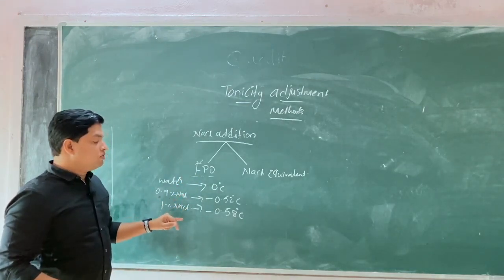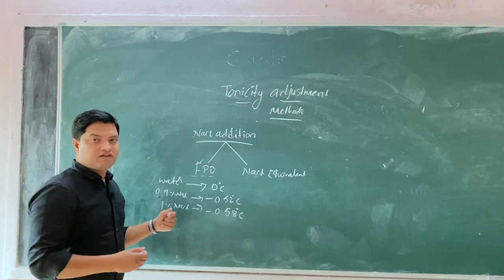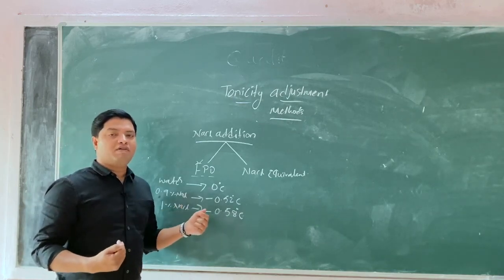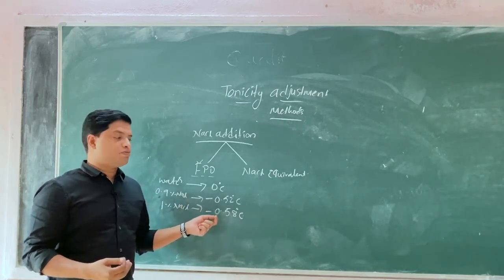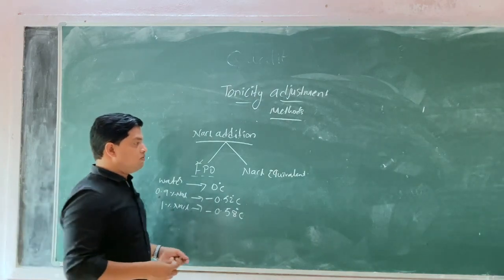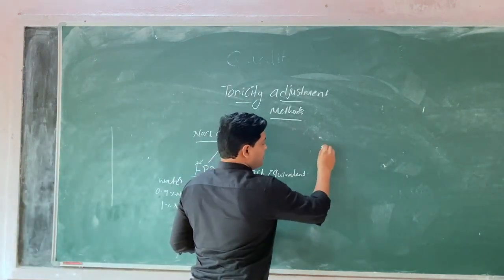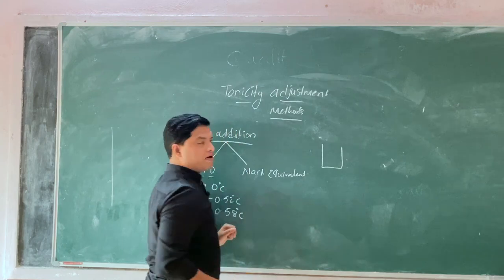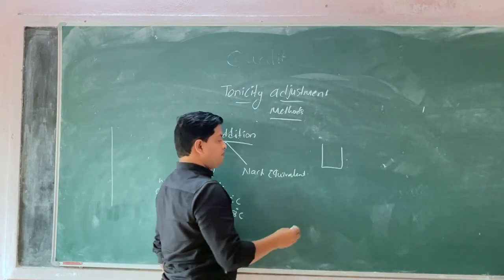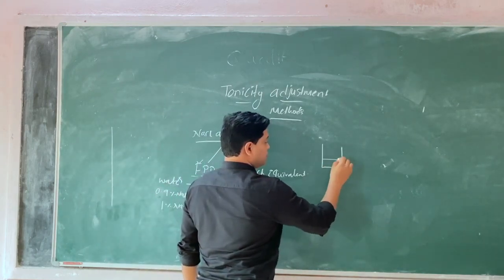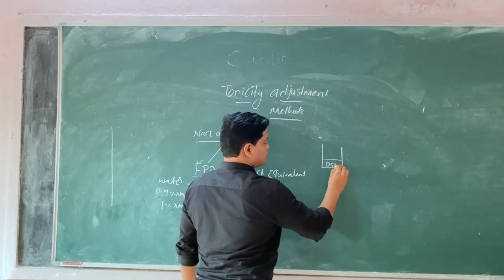Now what we have to do is find the equation for how much drug should be added for the freeze point depression. What you have been given is a beaker. In the beaker you already have a drug solution.